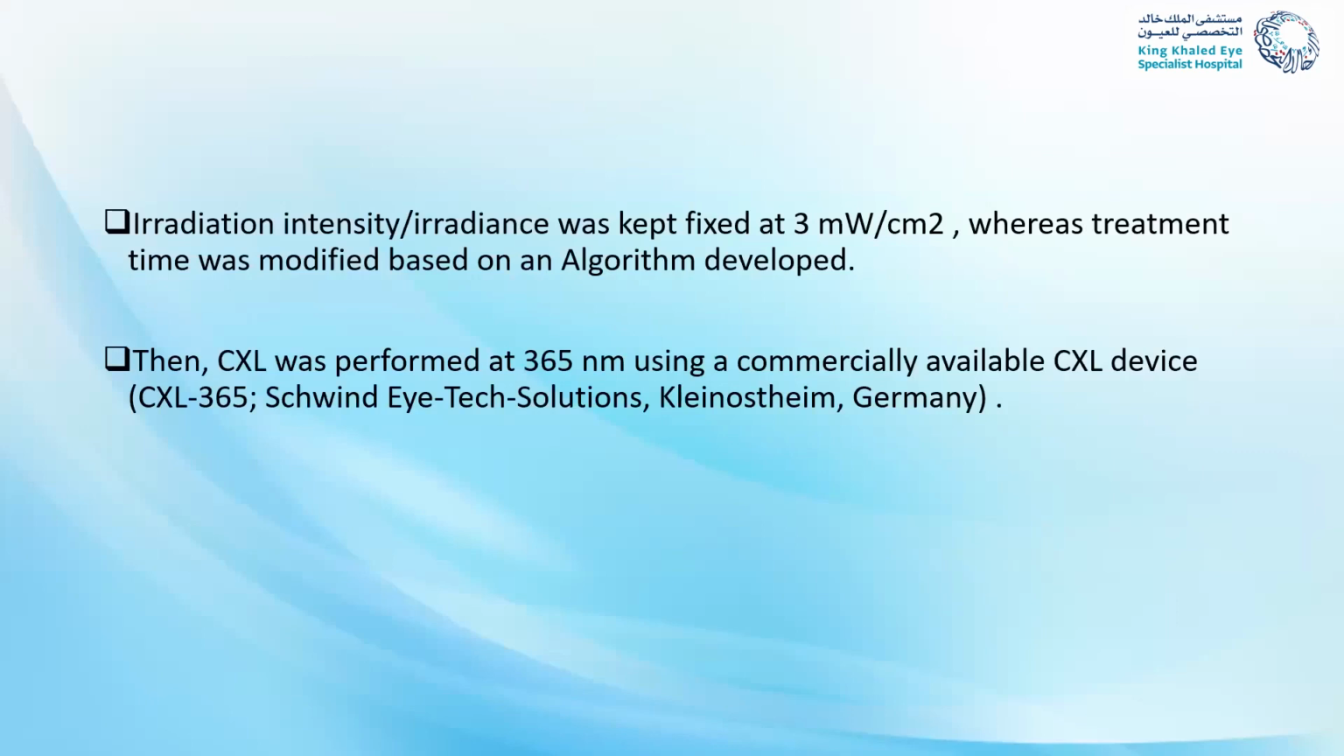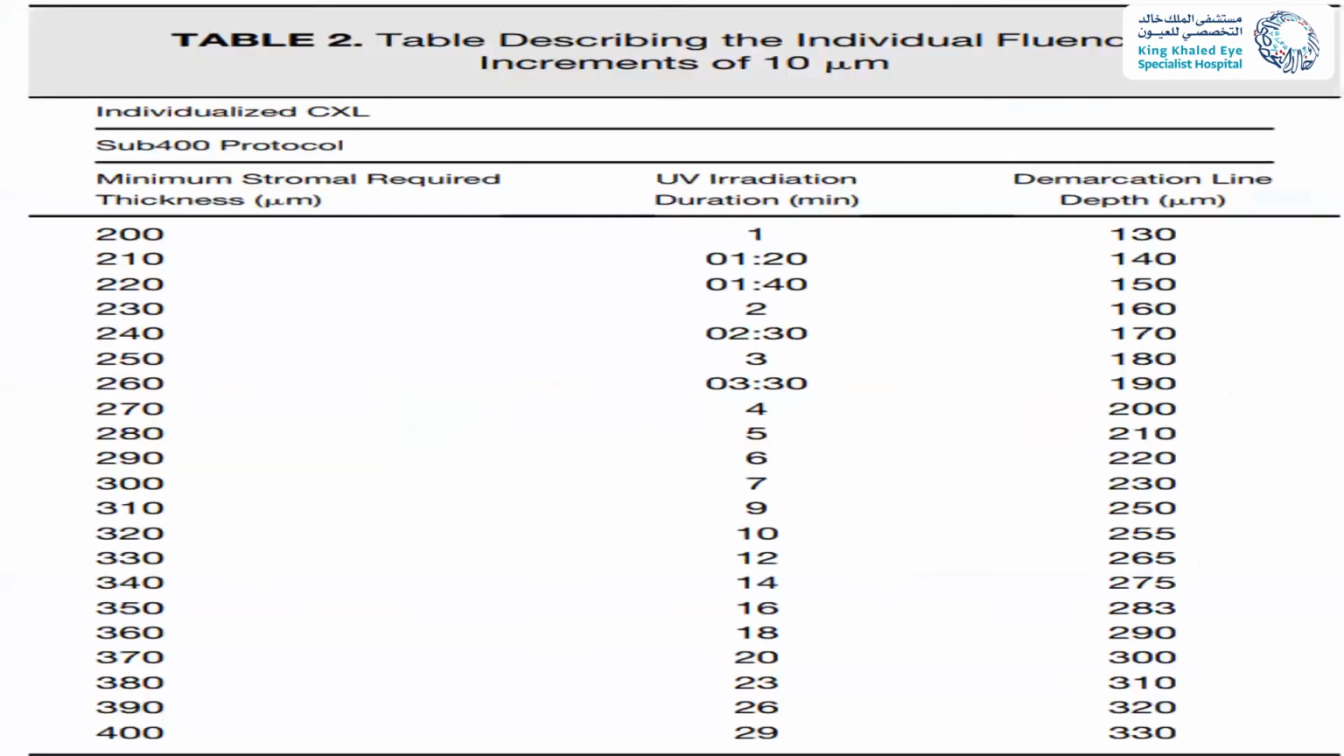And they use the Schwind machine at 365 nanometers. And this is the algorithm, this is the table. So the minimum thickness that you can do this procedure on is 200 micrometers depth or thickness, sorry. So if you have a 200 micrometer thickness cornea, you're going to treat it for 1 minute, okay, at an irradiance of 3 milliwatt per centimeter square. So it's all fixed, 3 milliwatt per centimeter square. The difference is only in the duration, the timing, how much you will keep the irradiation.